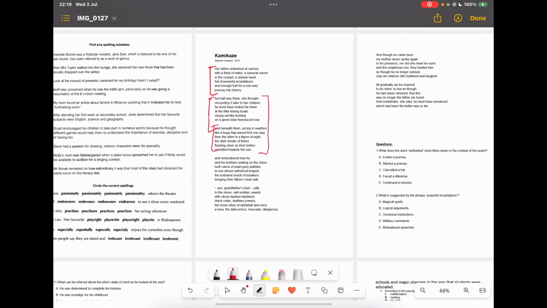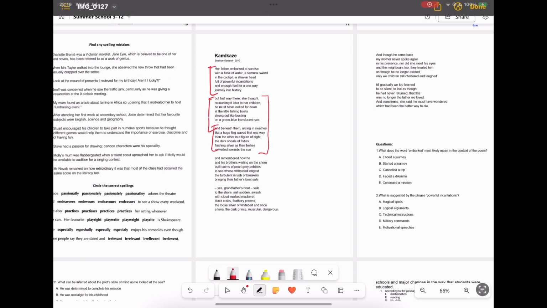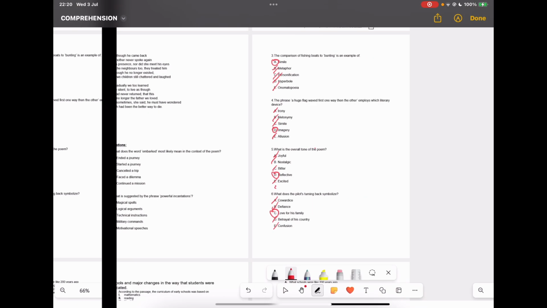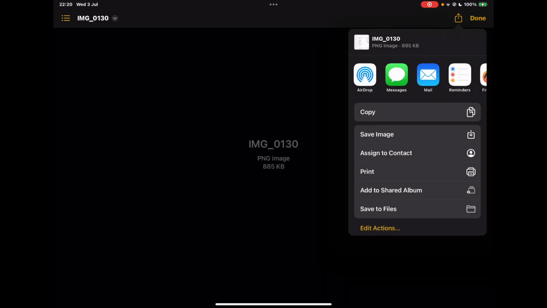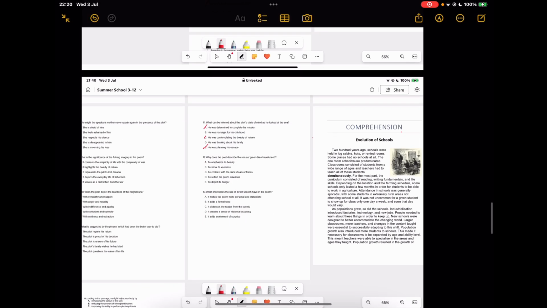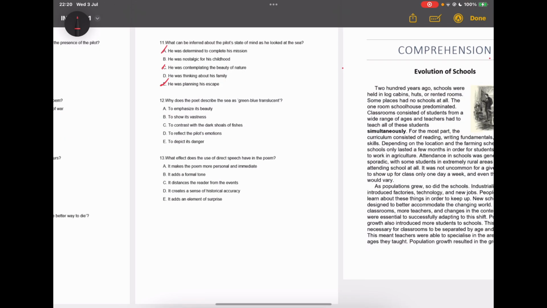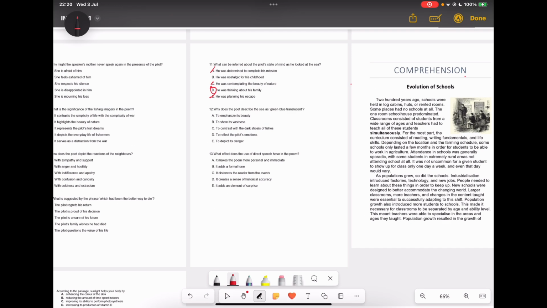So let's go back. You can see he talks about his brothers. He talks about grandfather's boat. So for question 11, well, he is nostalgic for his childhood, but not necessarily. It's also he was thinking about his family. And although it is slightly more general, that is what makes D the answer to 11.